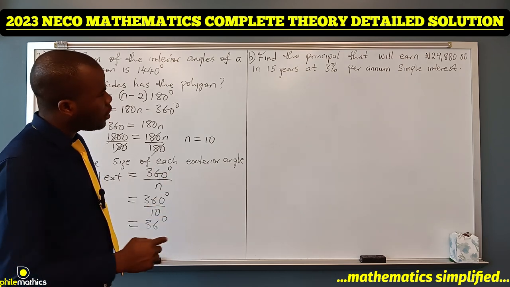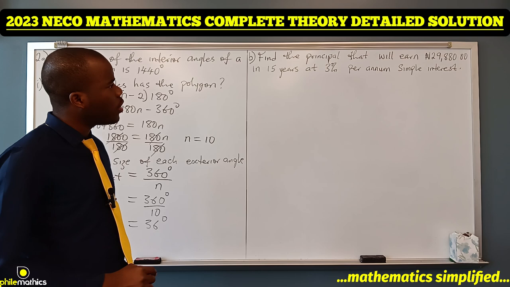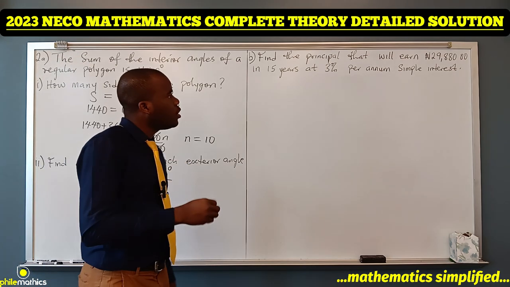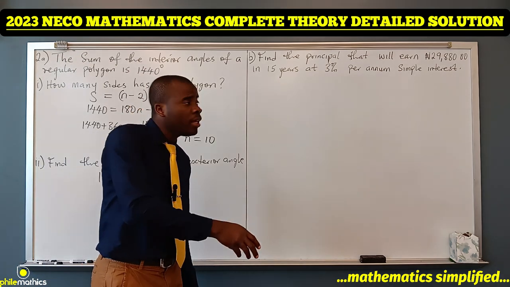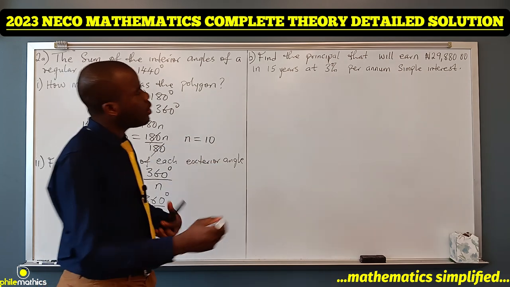B says, find the principal that will earn 29,880 in 15 years at 3% per annum simple interest. So we are looking for the principal that will be invested that will give an interest of 29,880.